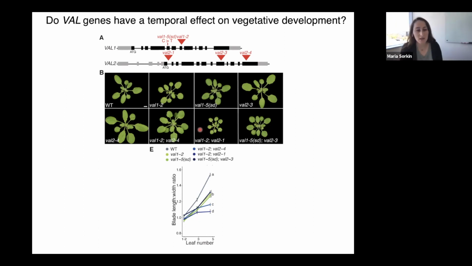Yeah, I was curious what photoperiod you were doing these experiments under, and if you think that changing to a short day or long day would influence the temporal patterns of the mRNA and RNAs. Yeah, for sure. That's a good question.